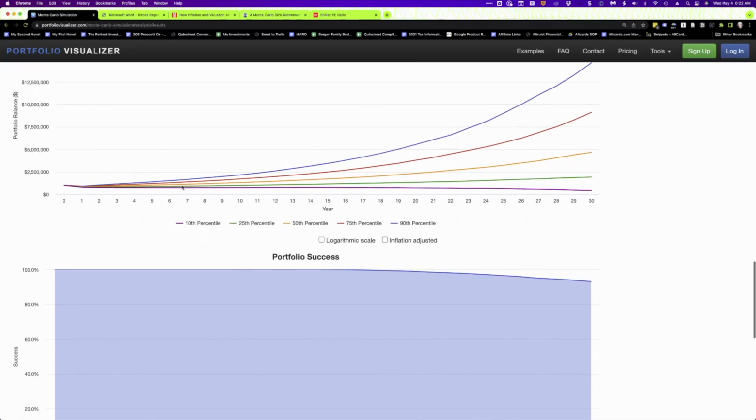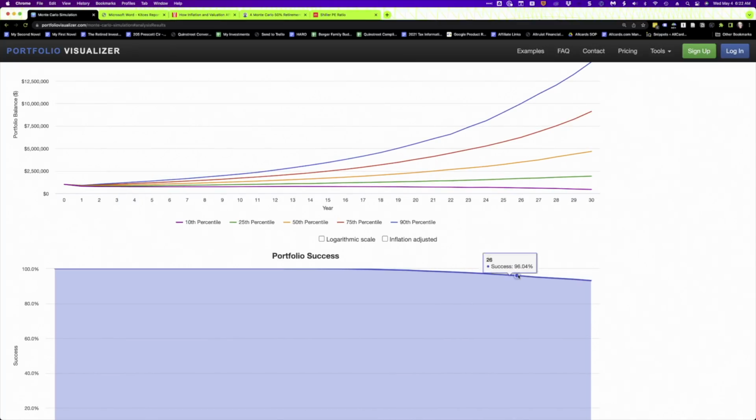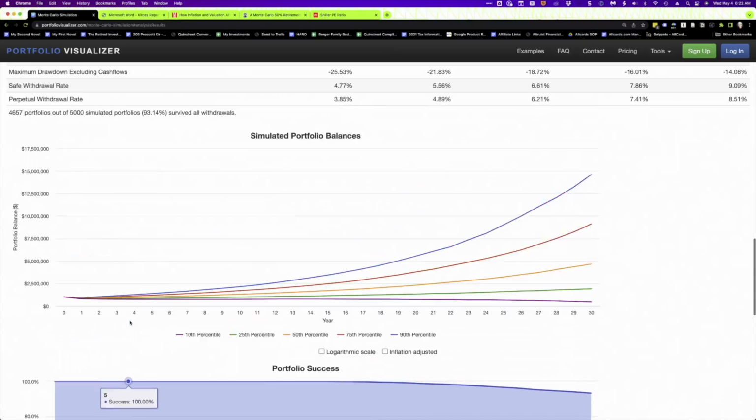And it does hurt us. Remember, we were at a 96.5% success rate. Now we're at 93. So the end of the world? No, not at all. But even just having one really bad year to start your retirement still makes a big difference in the Monte Carlo analysis.